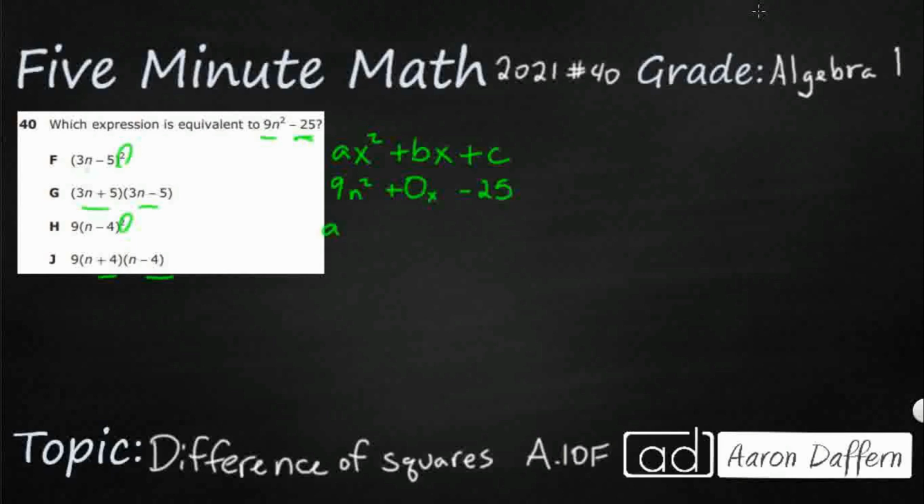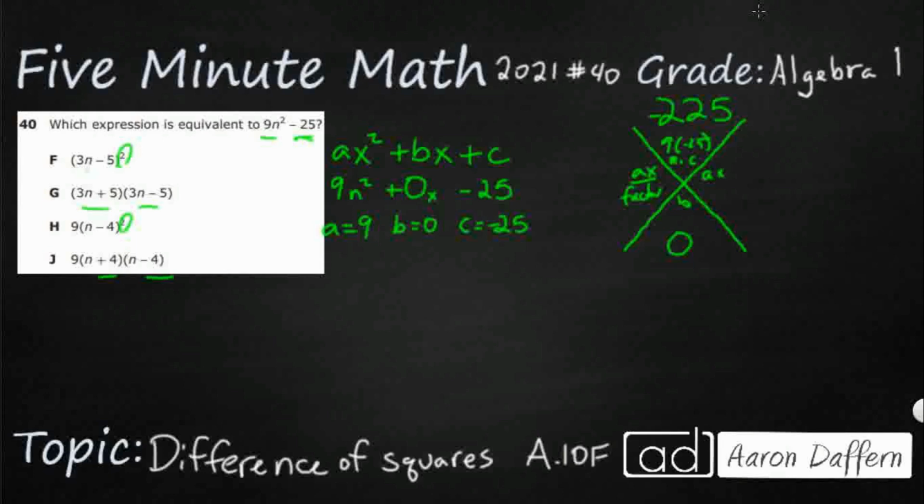So then we can say, all right, my a is 9, my b is 0, and my c is negative 25. All right, we can use the diamond method. Diamond method works even in situations like this. So in our top, we're going to do a times c. So that's going to be 9 times negative 25, and that's going to be negative 225. Down below you put your b, and that's one that didn't exist, right? We could put 0 in place of the missing coefficient. Now we're going to say ax over factor. These go on the side.